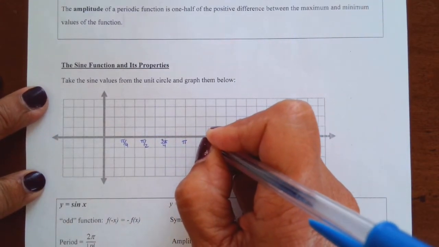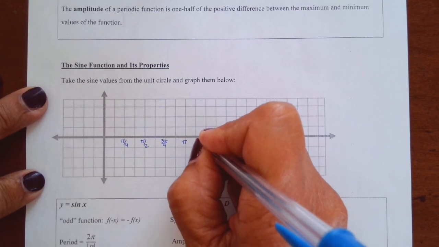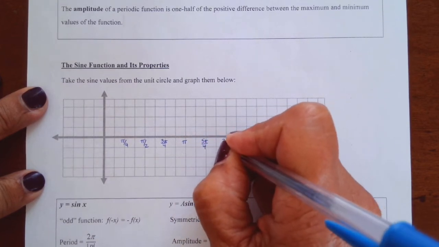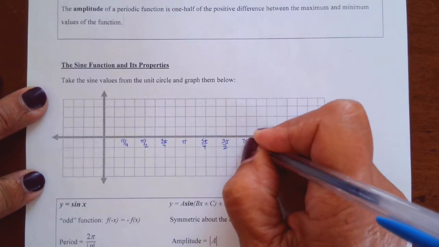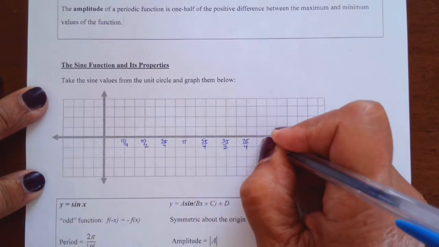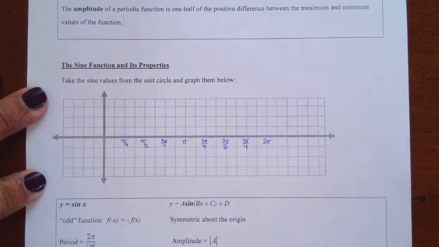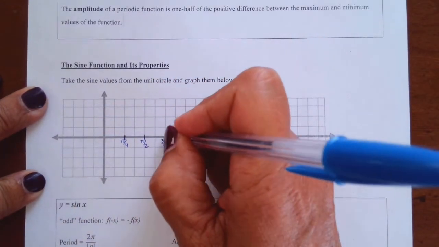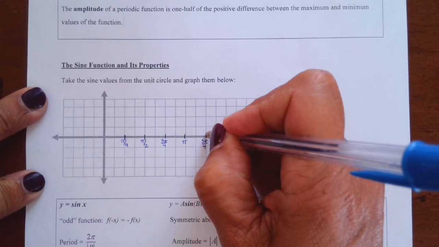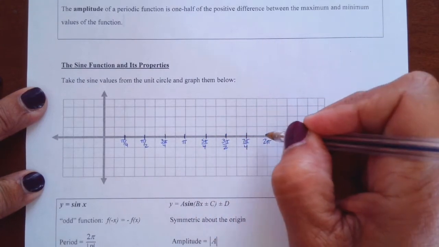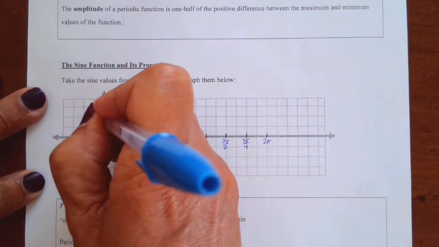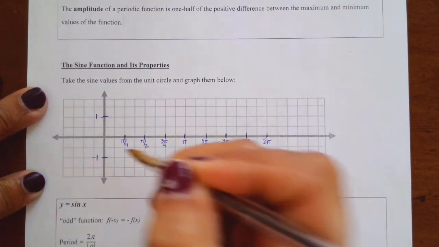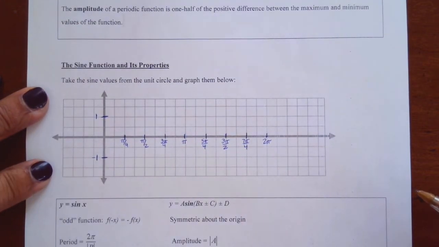Then we've got 5 pi over 4, and 3 pi over 2 would be next, 7 pi over 4, and then finally back around to 2 pi. I'm just going to spread it out a little bit so that we can see our points. Okay. And I know that the sine function doesn't get any higher than 1, so put 1 there. And it doesn't get any lower than -1. Those are the boundaries. Okay.